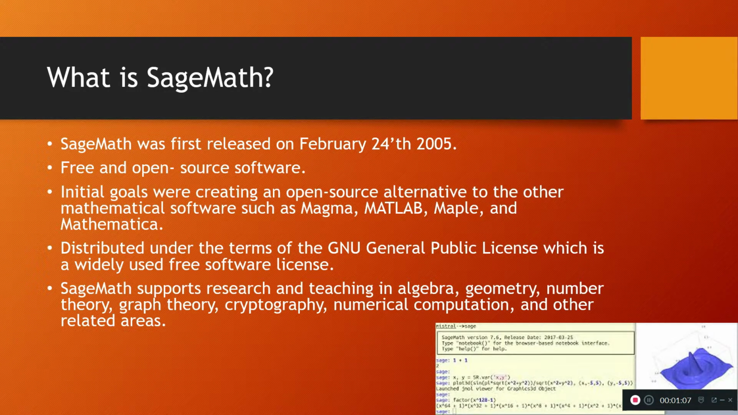Initial goals were created. We're creating an open source alternative to other mathematical softwares, for example, Magma, MATLAB, Maple, and Mathematica, which these softwares typically, most of them, have a subscription-based payment. So it is free and open source software, distributed under the General Public License (GNU), which is widely used for free software license.